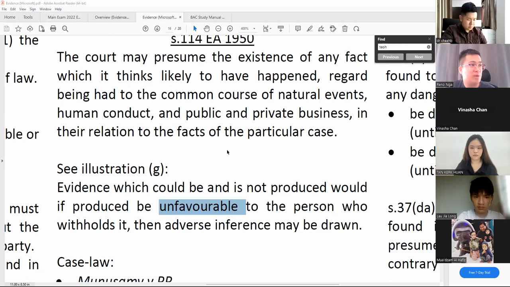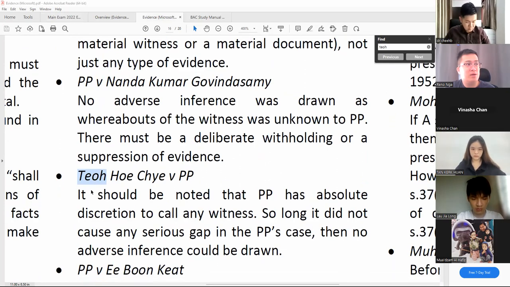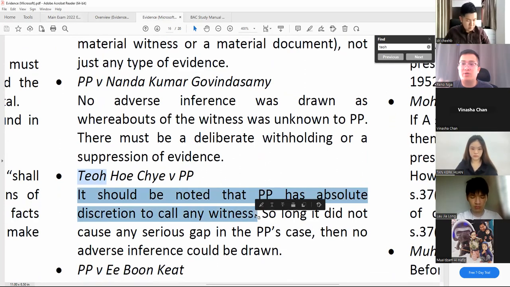And then our key also mentioned we can use this Teo Ho Chai, which means the court cannot draw adverse inference where actually the prosecution will not create a serious gap. How to say serious gap?